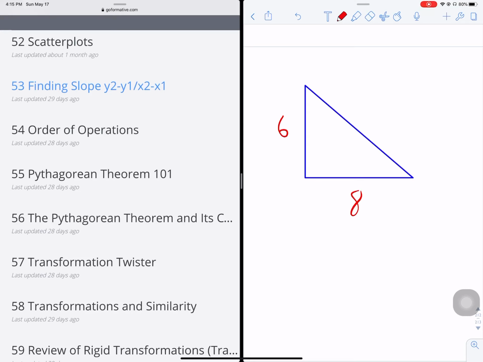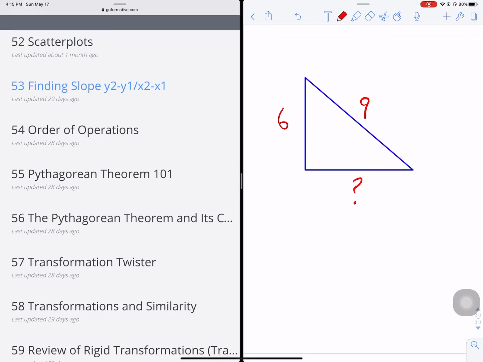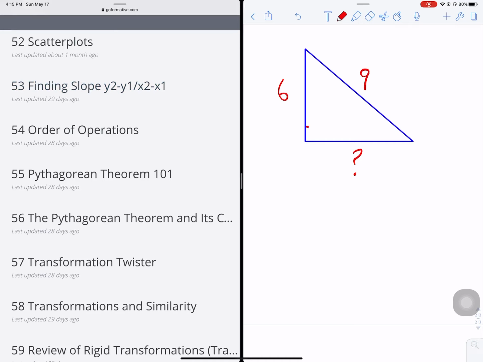Let's say for the sake of conversation, the 9 was going to be there, right? And then this was unknown. Well, we could find it if we say, okay, this is 90 degrees.